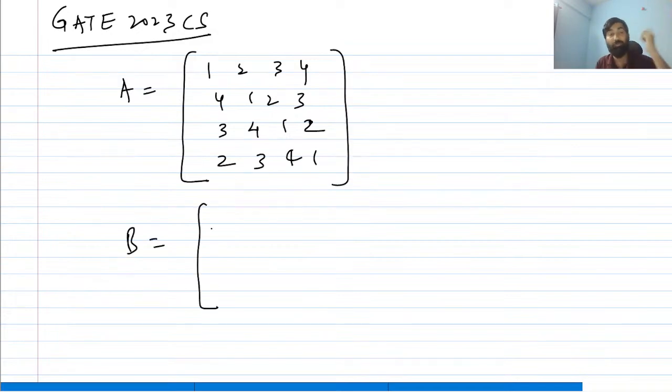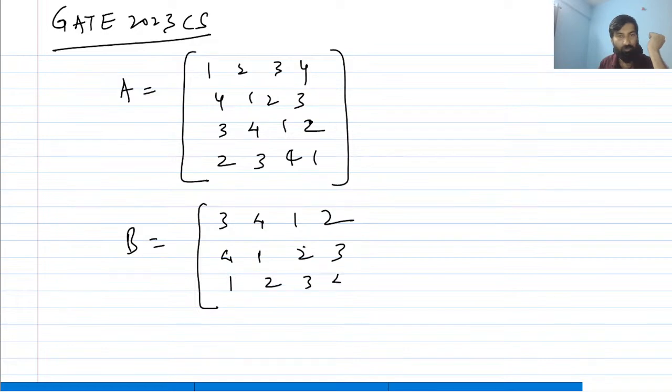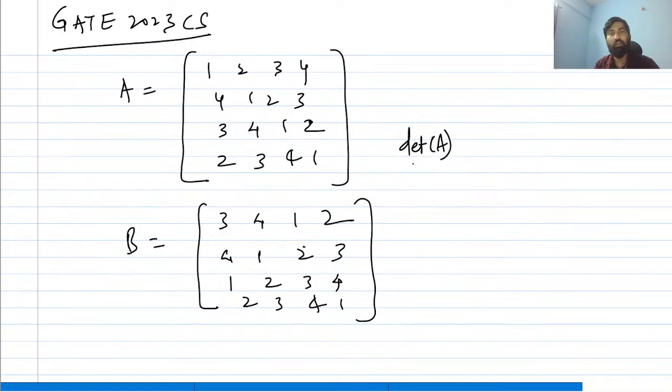Now you have to observe the matrices. Matrix B was: 3 4 1 2, 4 1 2 3, 1 2 3 4, and 2 3 4 1. So these are the two matrices they have given, right? Now they are asking what is the relation between det A and det B. They have given some options as well.